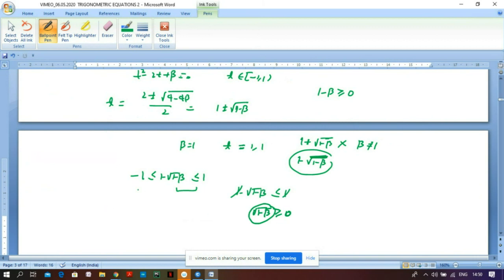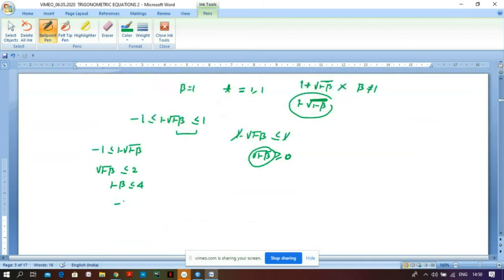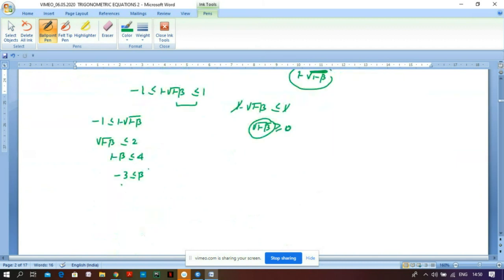On the left side, you get negative 1 less than or equal to 1 minus square root of 1 minus beta. You can transfer this to the left side, less than or equal to 2. And then I can write 1 minus beta less than or equal to 4. I can square; they are equivalent. And then I can write negative 3 less than or equal to beta. So I'm getting beta greater than or equal to negative 3, and beta less than or equal to 1 here for the function to be defined. Combining this and this, we still get -3 less than or equal to beta less than or equal to 1.